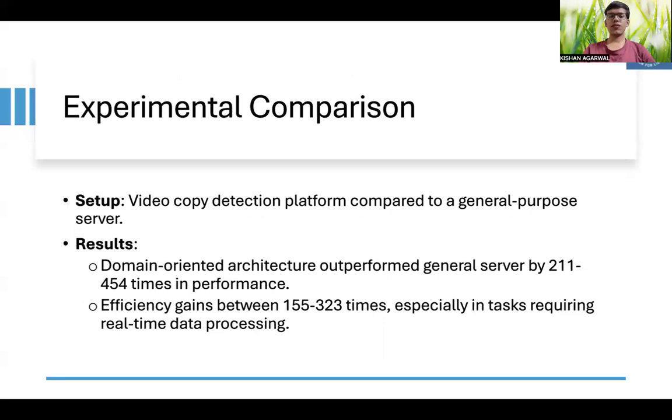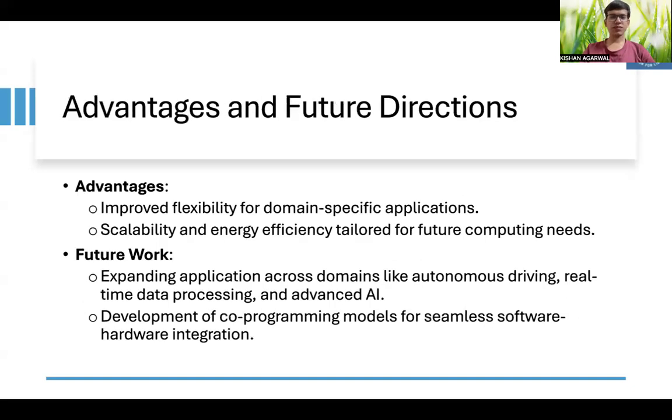So let us see the experimental comparison. A video copy detection platform is compared to a general purpose server. These two are compared. So what were the results? The domain-oriented architecture outperformed the general server by a very large margin, which can be a lakh times better in performance, and efficiency, which is 150 to 300 times better for tasks requiring real-time data processing. So this is a huge difference made by these data-driven or domain-oriented architectures.